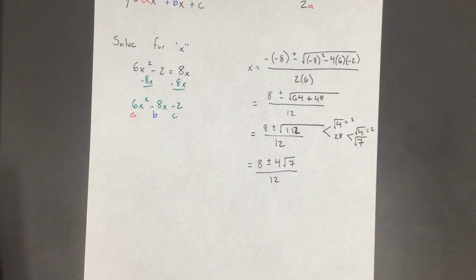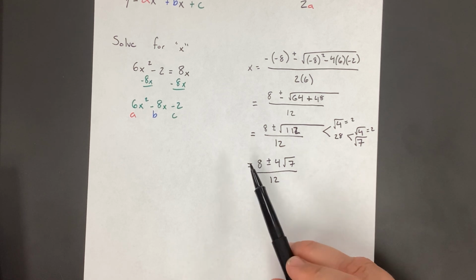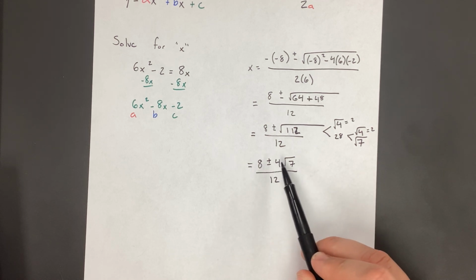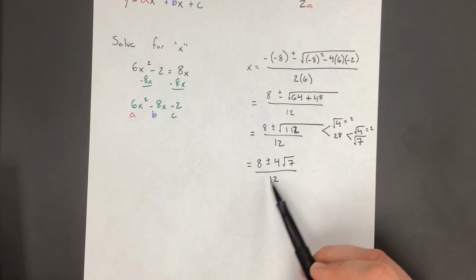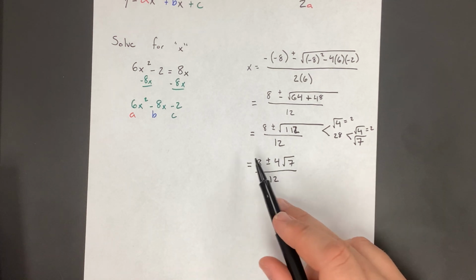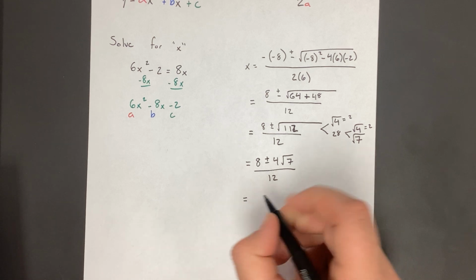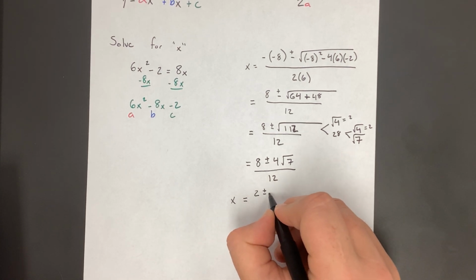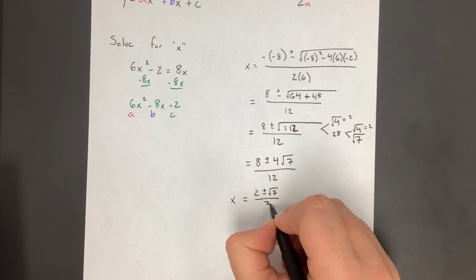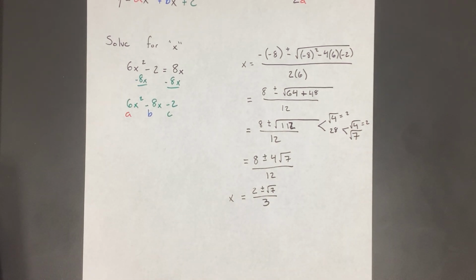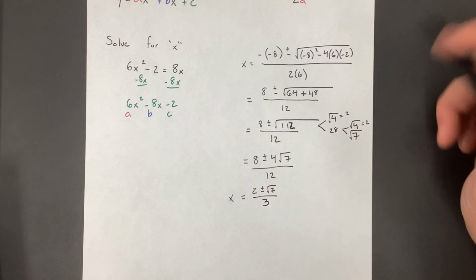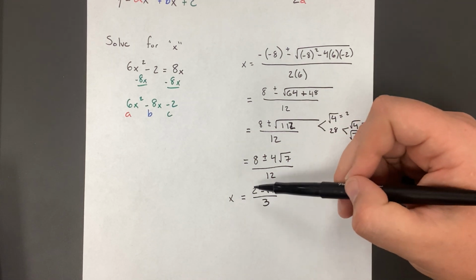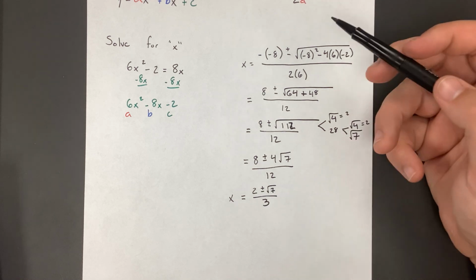And I can simplify this even farther because I know 8, 4, and 12, the numbers outside of the radical and underneath, have to all be divisible by the same thing. So this is going to simplify to be x is equal to 2 plus or minus the square root of 7 over 3. And that would be our solution left as a simplified radical. And we can just leave it like that because that's 2 plus square root of 7 divided by 3 as well as 2 minus the square root of 7 divided by 3.